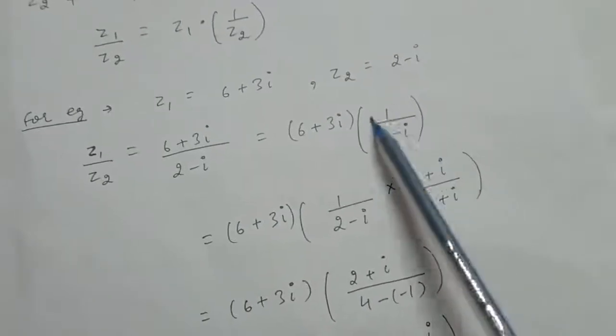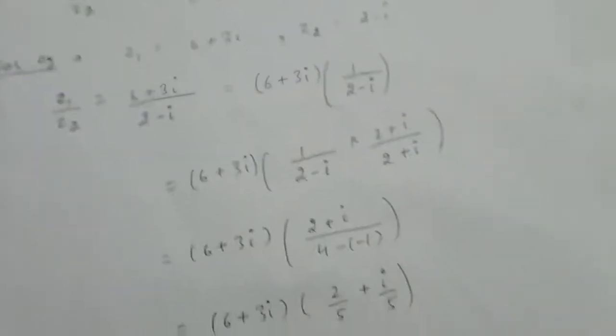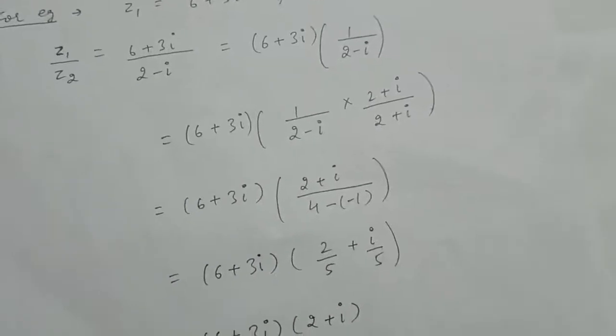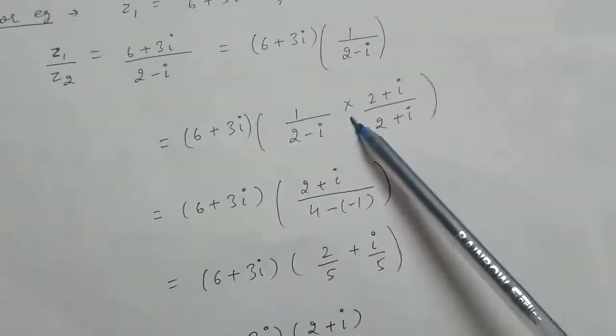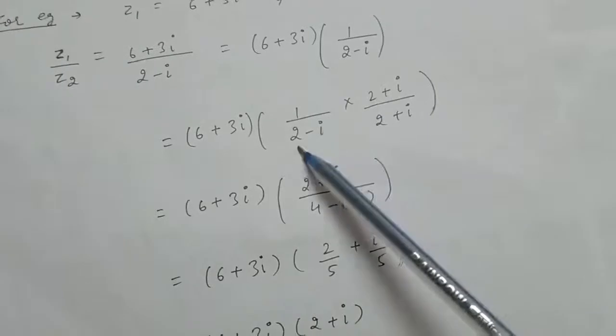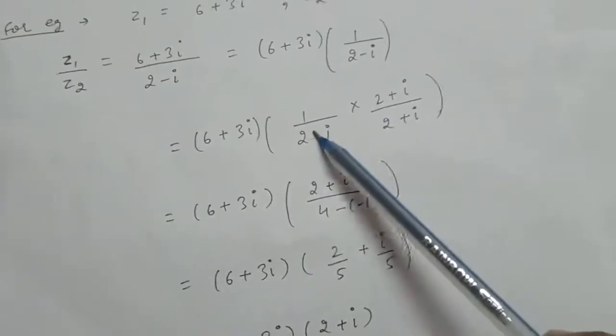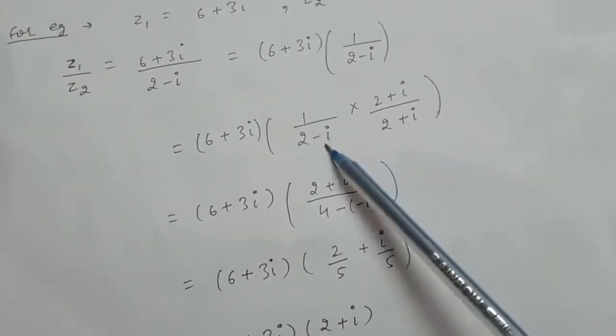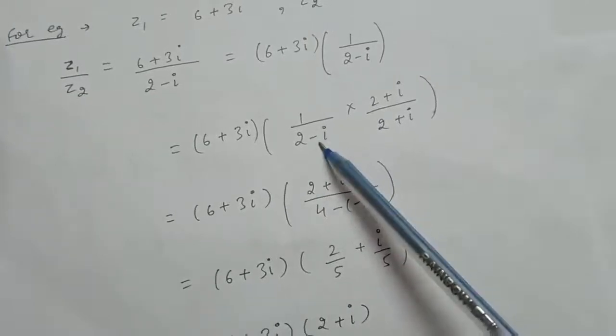Now we will change this into the a plus iota b form. For this you have to rationalize it with 2 plus iota, because here it is 2 minus iota. So you will change the sign of the imaginary part. Imaginary part here is minus 1.